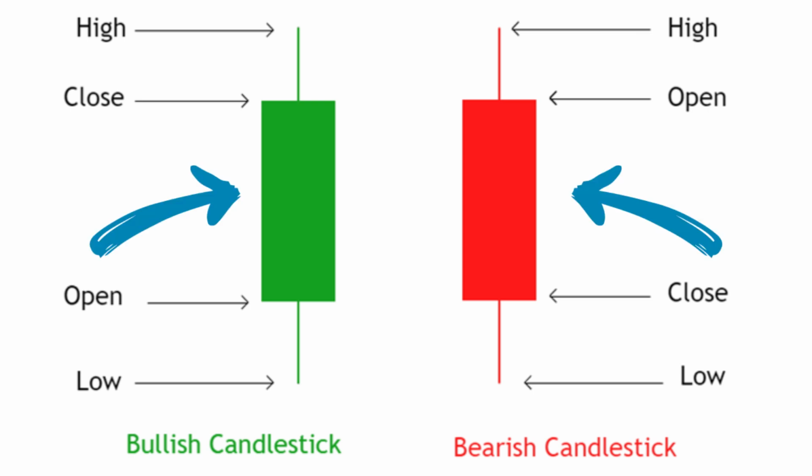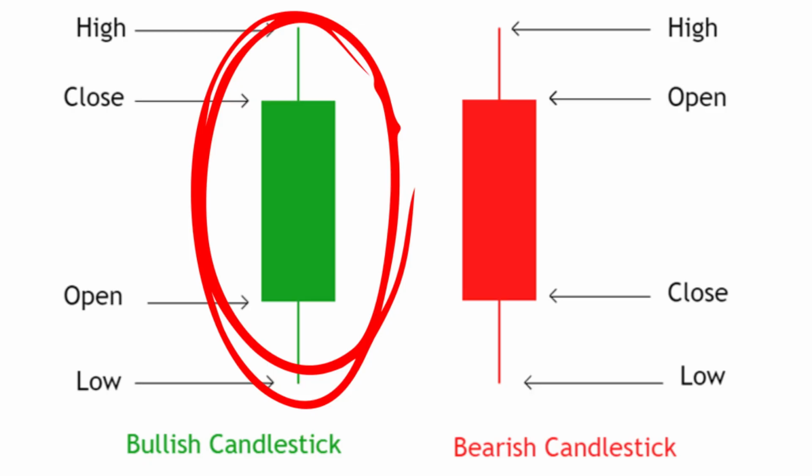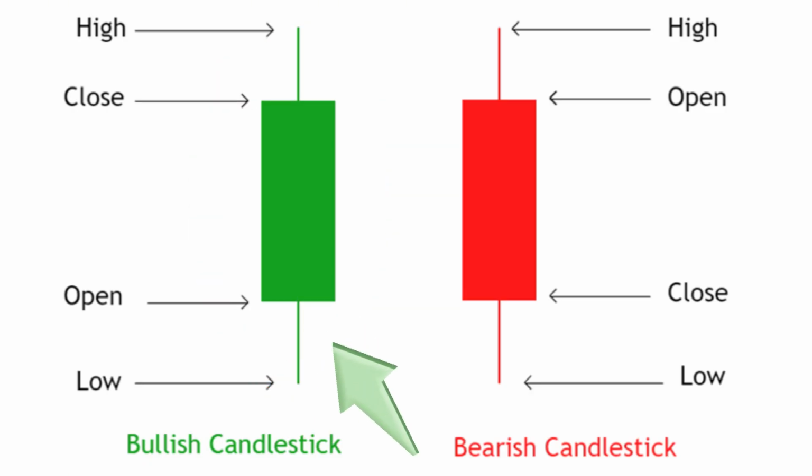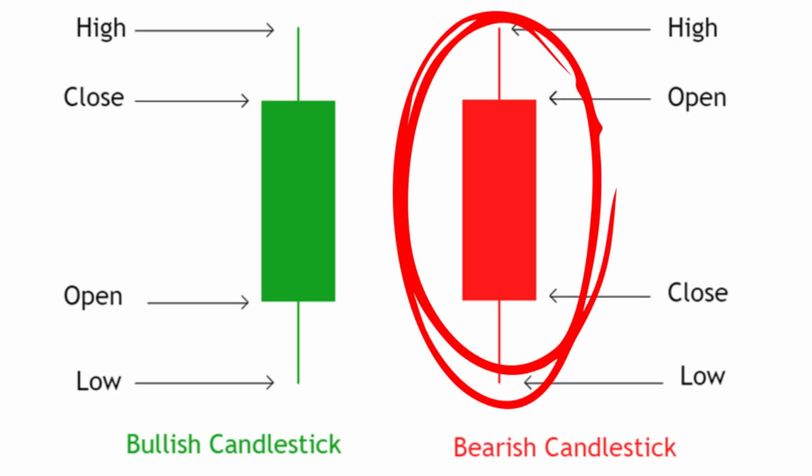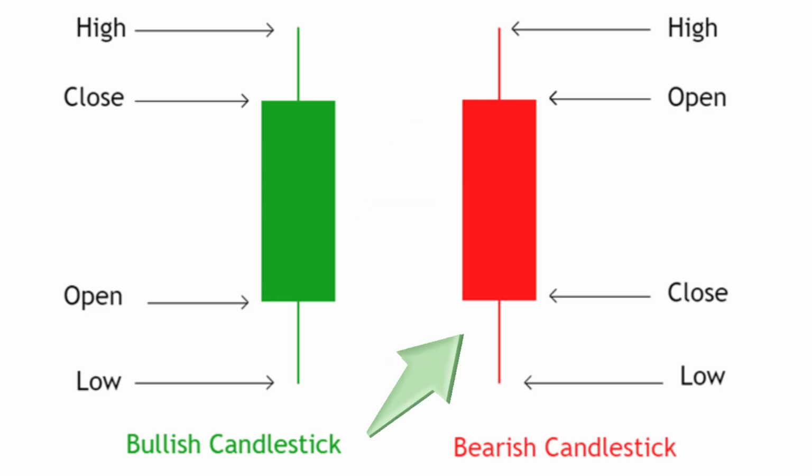It's called the body. On a green candle, the bottom of the body is the open, and the top is the close. That means the price started lower and finished higher. The buyers were in control. On a red candle, it flips. The top of the body is the open and the bottom is the close. Price started higher and finished lower. The sellers took control.